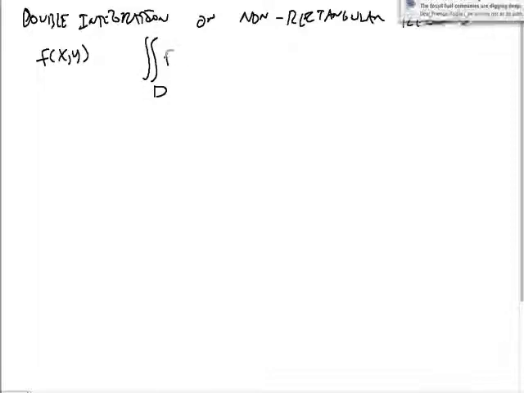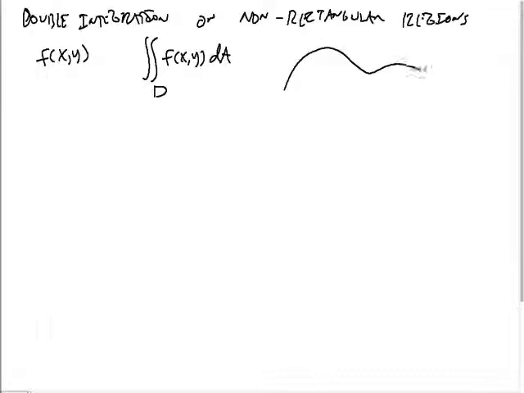So the idea here is we want to do a double integral. We have some function of x comma y. We want to integrate it, a double integral, over some region. We'll call it D, f of x comma y dA, like that. And we're going to see that this region is just going to be some sort of weird shape, right? We'll call that D.